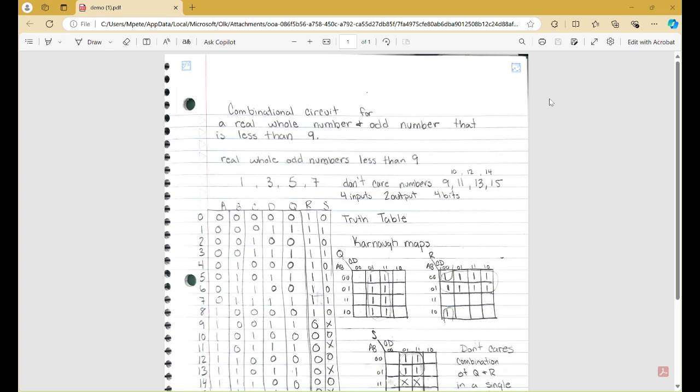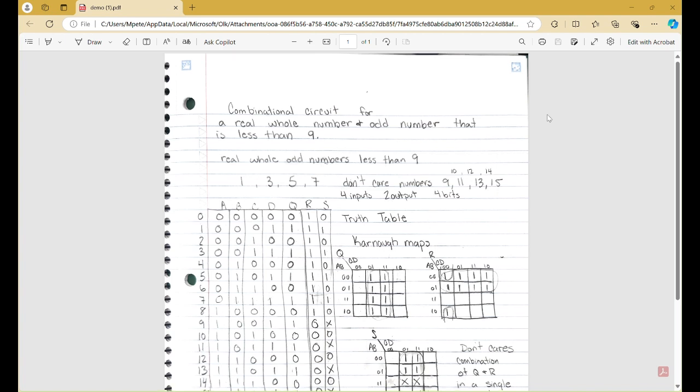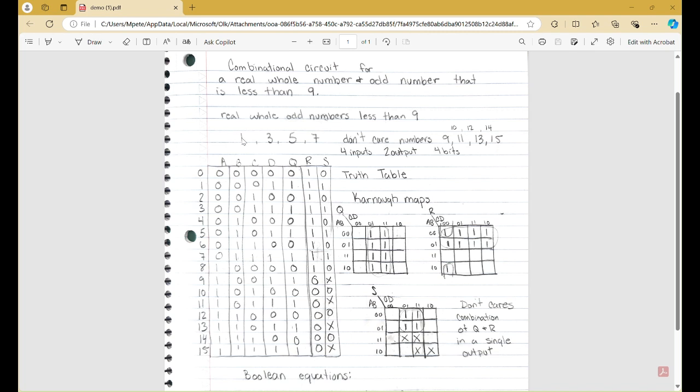Everyone, this is my demo for 7A target. This is a combinational circuit, and the one I chose to do is a real whole number that is an odd number that is less than 9. So three things: real whole number, an odd number, and less than 9. So I went ahead and found them here first, so that way I know which ones.